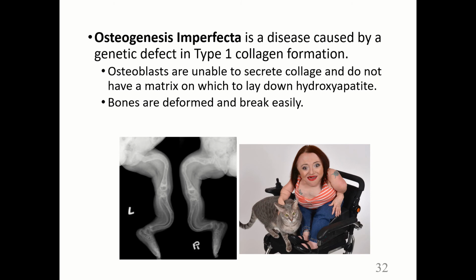Osteogenesis imperfecta is a disease caused by a genetic defect in type 1 collagen formation. There are 5 types of collagen secreted by fibroblasts in connective tissues. The type of collagen found in bone is secreted by osteoblasts, and it's called type 1 collagen. So in osteogenesis imperfecta, the osteoblasts are unable to secrete collagen and do not have a matrix on which to lay down hydroxyapatite. Thus, bones are deformed and break easily.